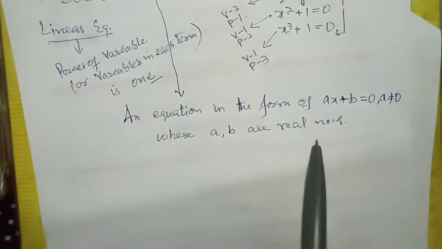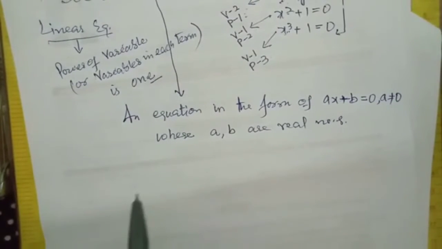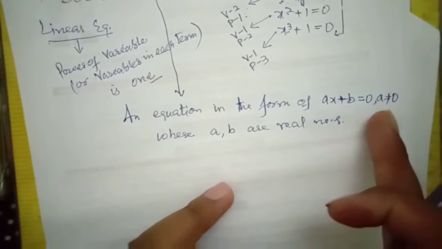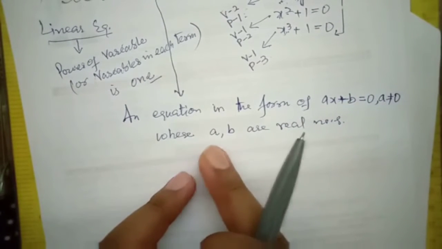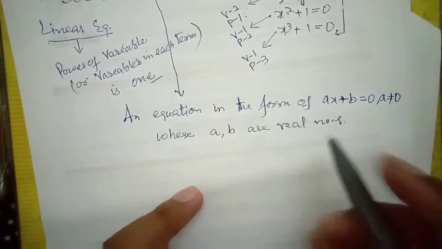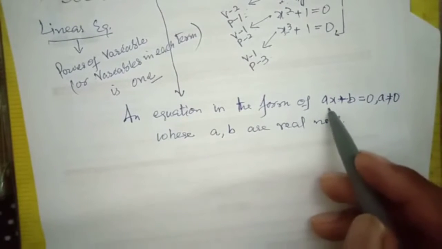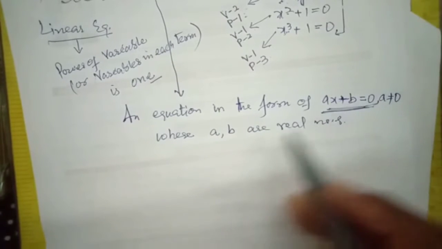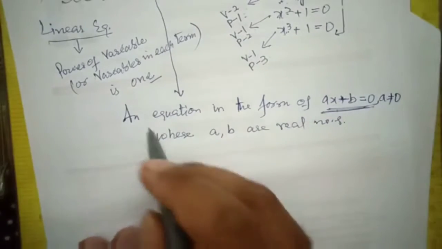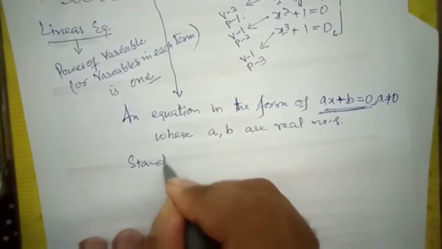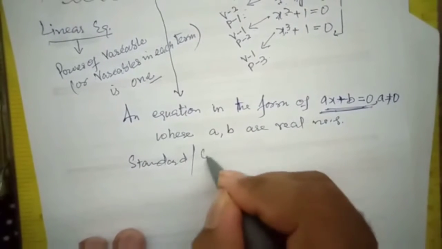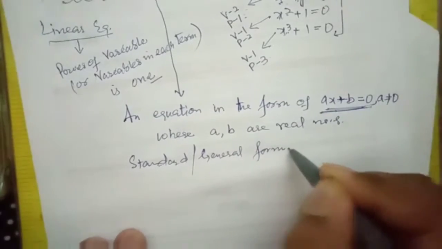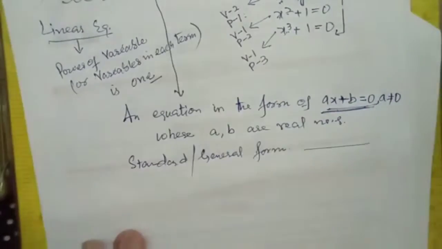So we can define the linear equation in one variable as an equation in the form of ax plus b equals 0, a is not equal to 0, where a, b are real numbers. All the equations which are in this form are linear equations in one variable. This form is also called the standard or general form of linear equation in one variable.